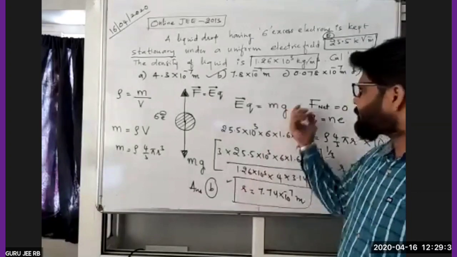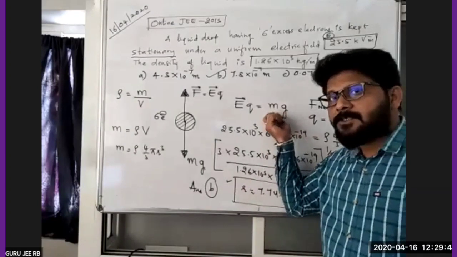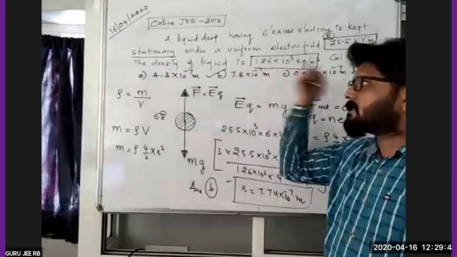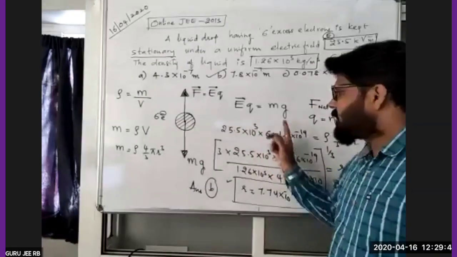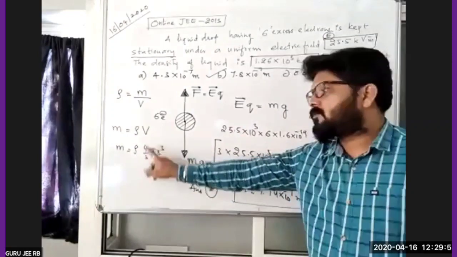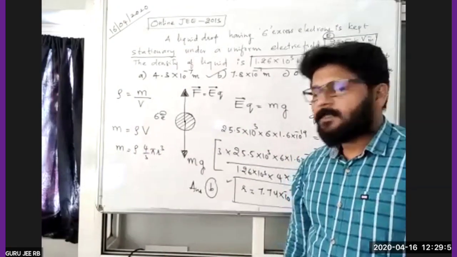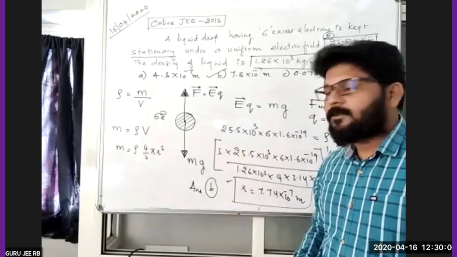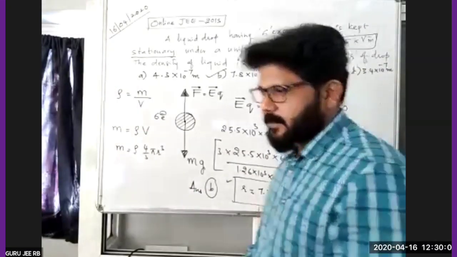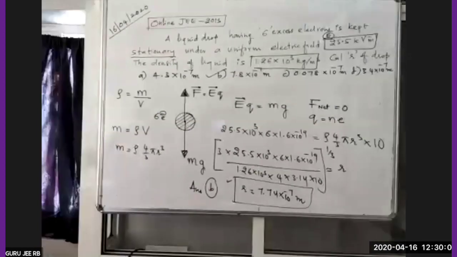After that, if mass is not given, then try to see what is given data. Density is given. We can convert mass into density. Mass is equal to density into 4/3 pi r cube. Then we are substituting. Finally, we have to calculate that value to get the answer. Fine. Understood?